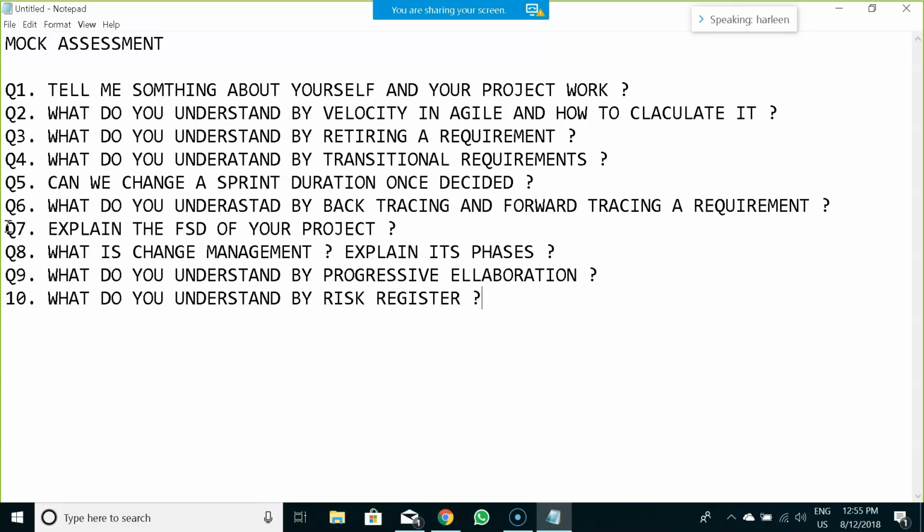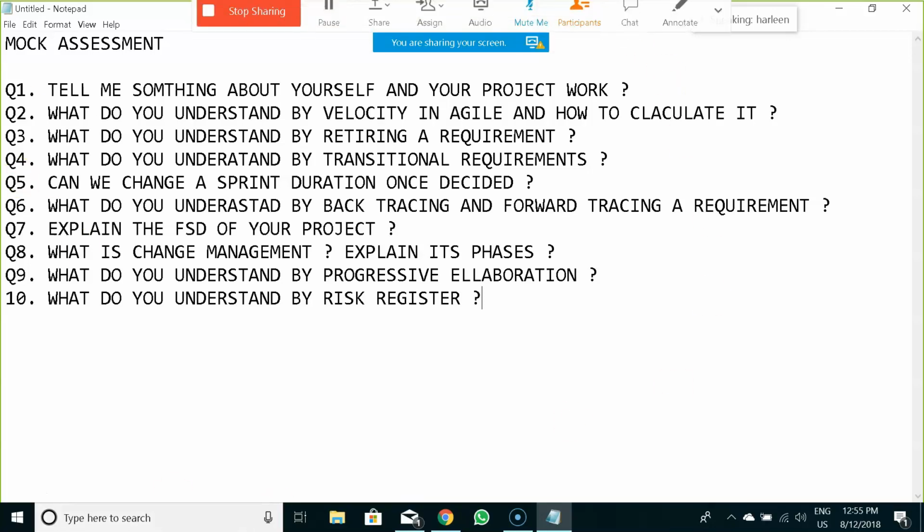Okay, so in the risk register we just log all the risks. Okay, fair enough. Who is pending?